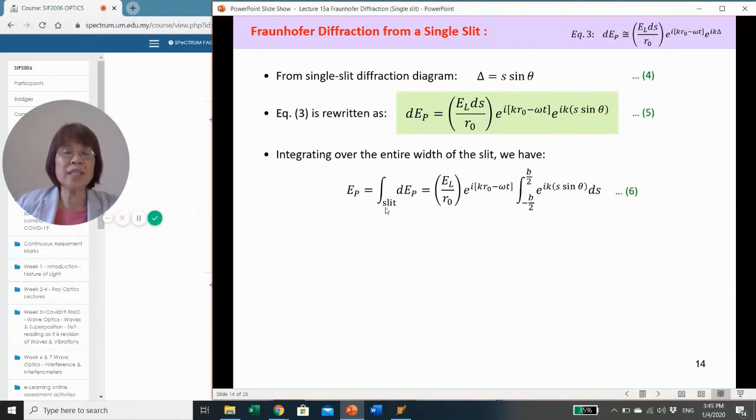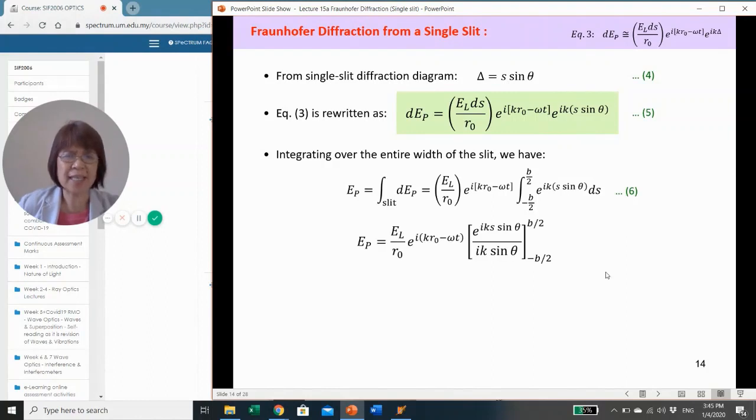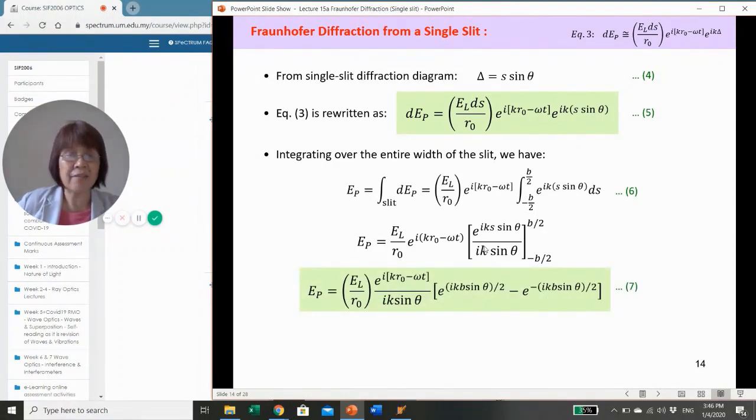So we integrate over the entire length of the slit from negative b over 2 to positive b over 2, with respect to ds. We have this term out here, which has no s term, so it remains there. Integrating this term with respect to ds gives us exponential ik s sine theta divided by ik sine theta, and we integrate from negative b over 2 to b over 2. Writing out in full, we bring out the ik sine theta, so we have e^(ik b sine theta over 2) minus e^(minus ik b sine theta over 2).